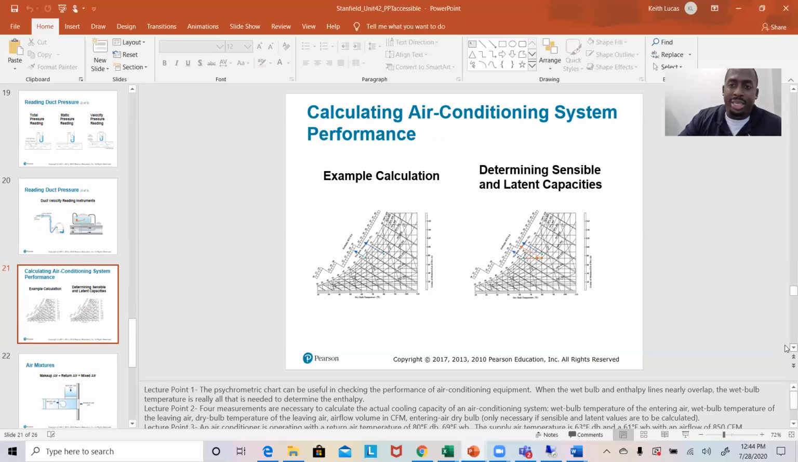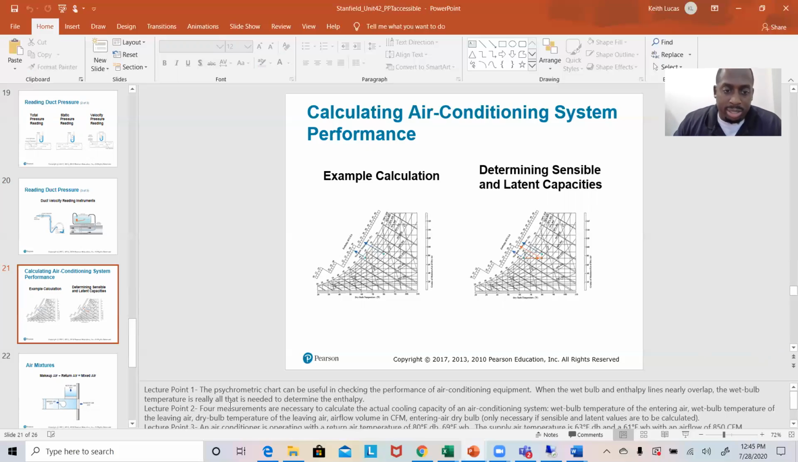Calculating air conditioning system performance. So there goes those charts again. Don't get scared. They look crazy, but it's just a chart. It's just a bunch of lines that correspond with all these predetermined points, all the temperatures, humidity levels. And all you got to do is just follow whatever line based on what parameters you have to work with. And you can find whatever's on that chart that you need to find.